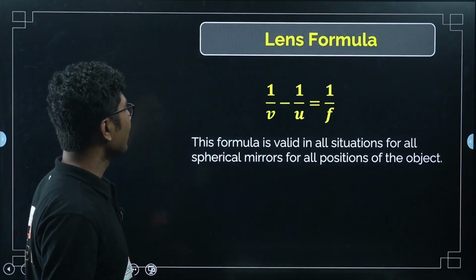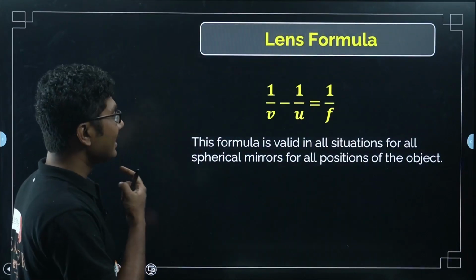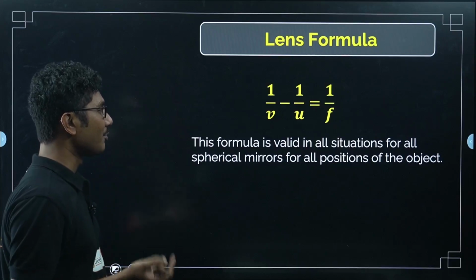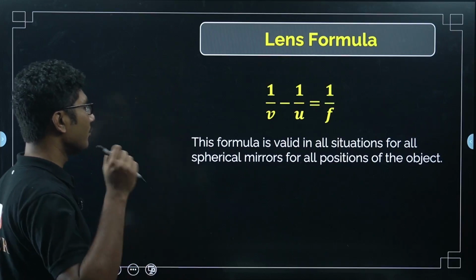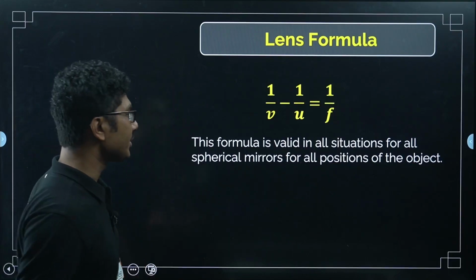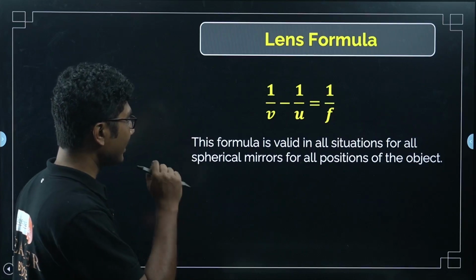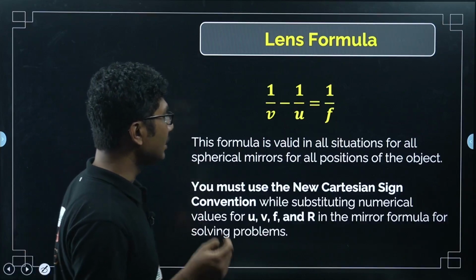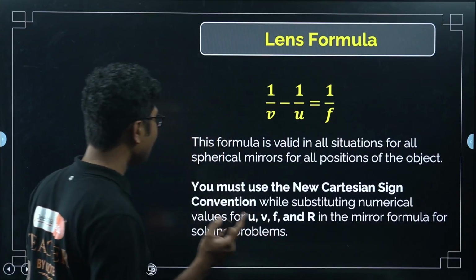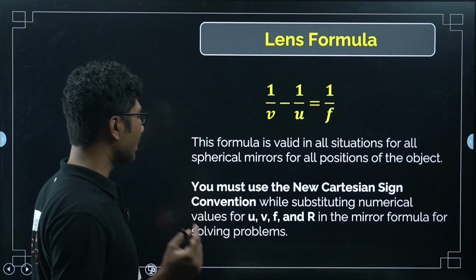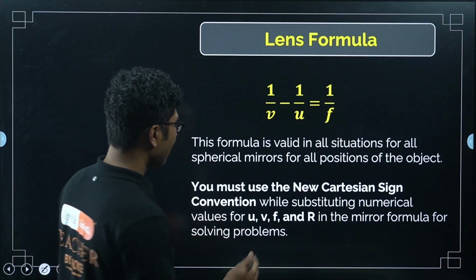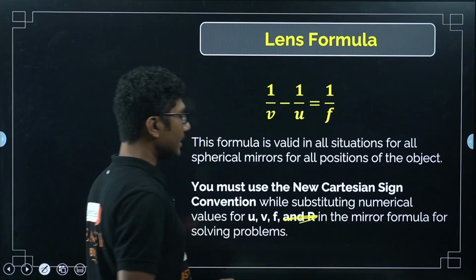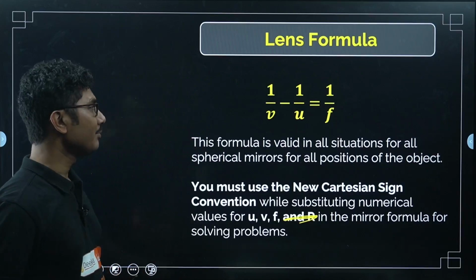Now let's move on to the formula of lens. This is the formula of lens. This formula is valid for all situations, for all spherical mirrors, for all positions of the object. I have already used this equation once. You must use the new Cartesian sign convention while substituting the numerical values for u, v, f in the mirror formula for solving problems.